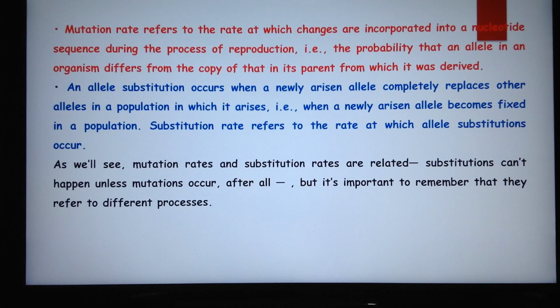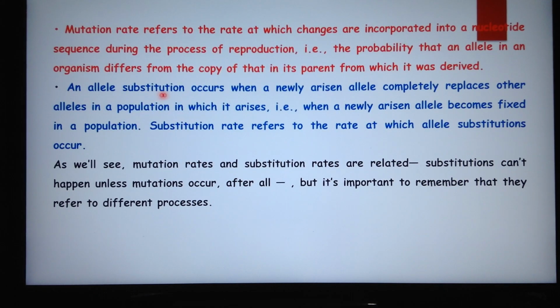So we have already discussed mutations in the population genetics video. Mutation rate refers to the rate at which changes are incorporated into a nucleotide sequence during the process of reproduction. That is the probability that an allele in an organism differs from the copy of that in its parents from which it is derived. These usually occur when the DNA is multiplying and getting replicated.